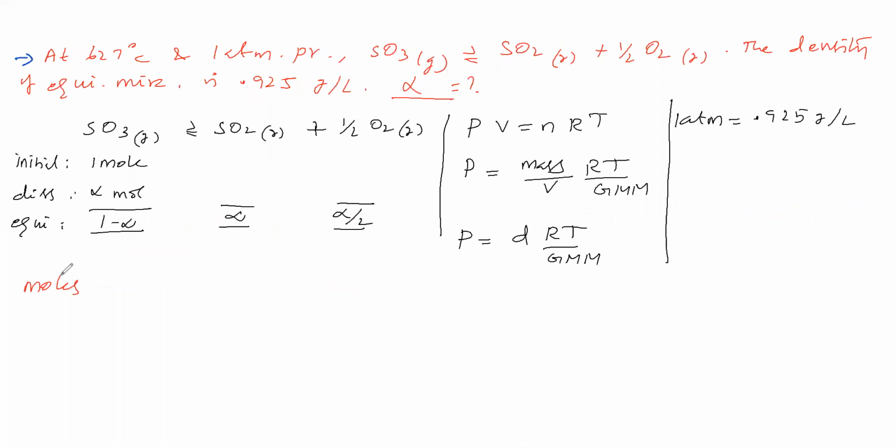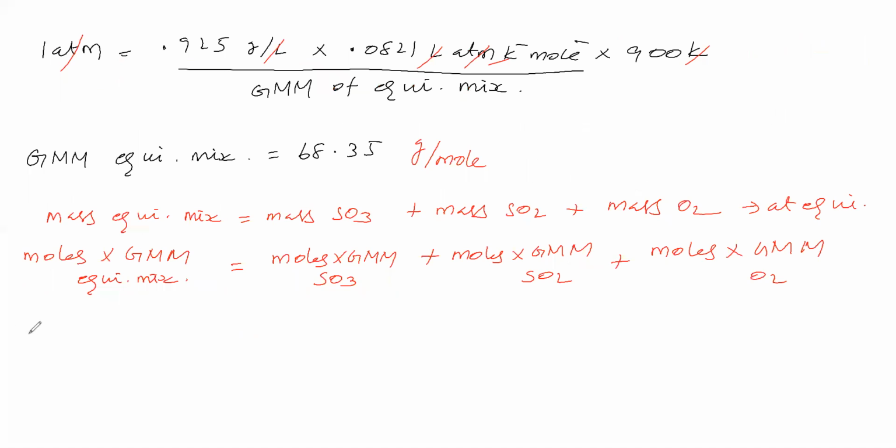Now we want the moles of equilibrium mixture. Moles of equilibrium mixture is SO3 1 minus alpha, SO2 alpha, O2 alpha by 2. Therefore, it is 1 plus alpha by 2. So that we will substitute. Moles of equilibrium mixture is 1 plus alpha by 2.